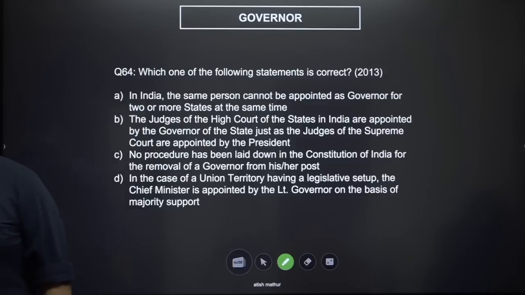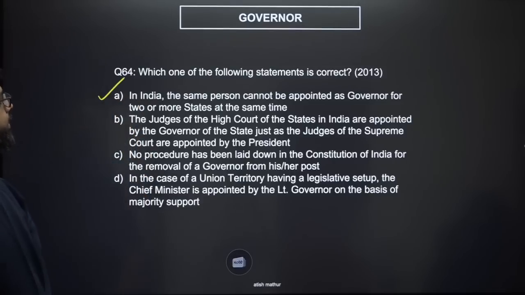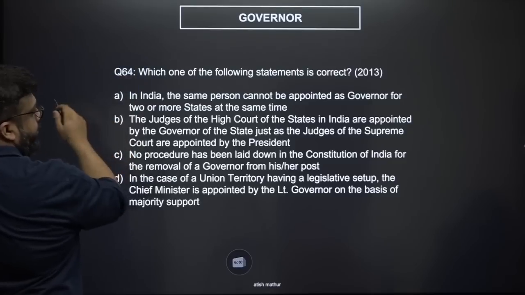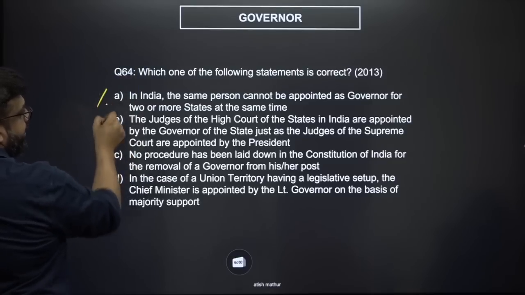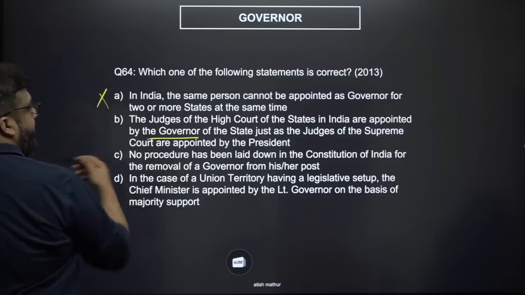Now, let's understand this. In India, same person cannot be appointed. Of course, you can have joint governors if you have a smaller state. So this is incorrect because you can have joint governors. The judges of the High Court of the states are appointed by the governor. No, they're appointed by the President.